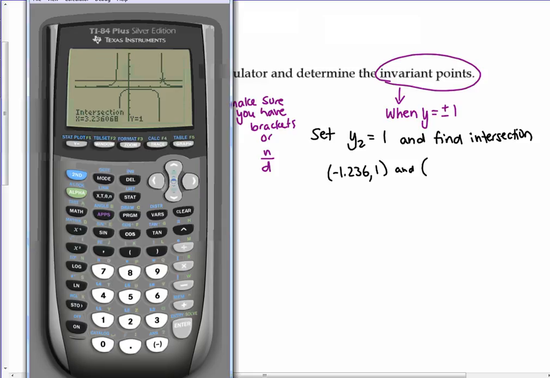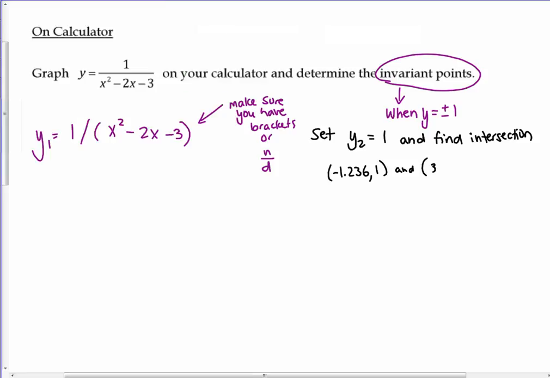There you go. Enter, enter, enter. We get 3.236, comma 1. Okay. But there's how many invariant points? 4. So now we have to set y2 to negative 1 and find those intersections.